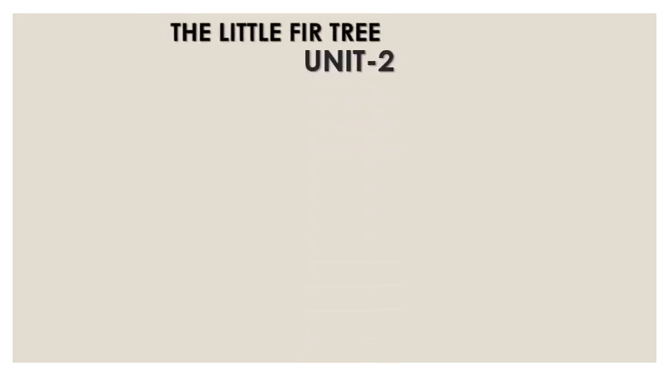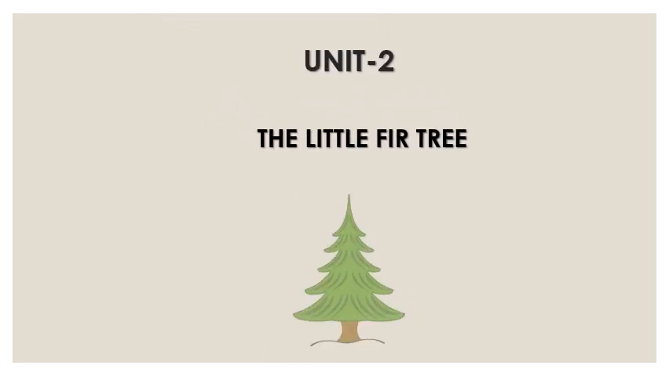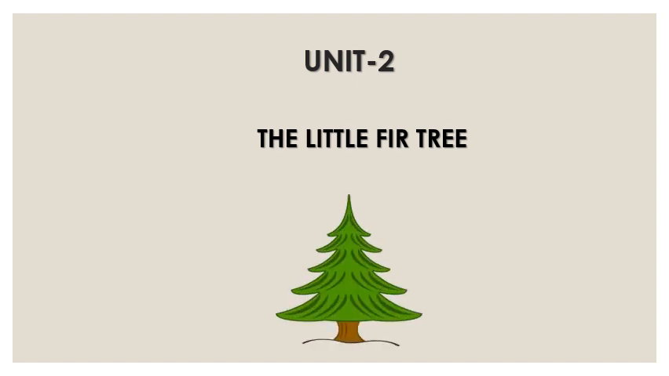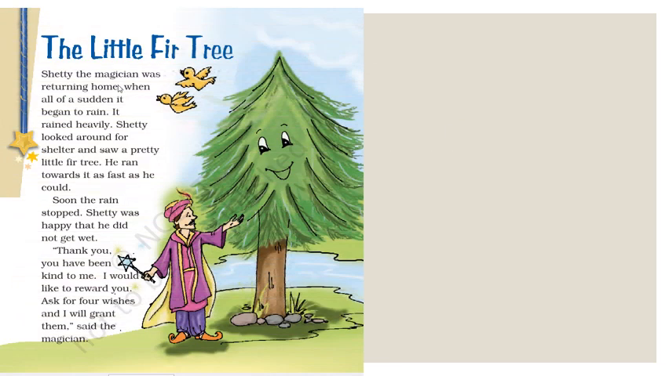That is Unit 2, The Little Fir Tree, where we will see how the tree in the beginning of the story was not happy with the thing that it had. But later in the story, it realizes the importance of it, and then it understood the value of it. So let's get started. Let's begin the story. The Little Fir Tree.